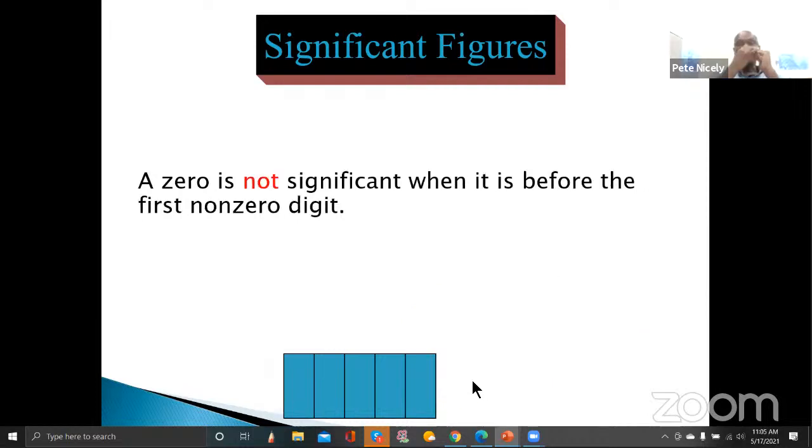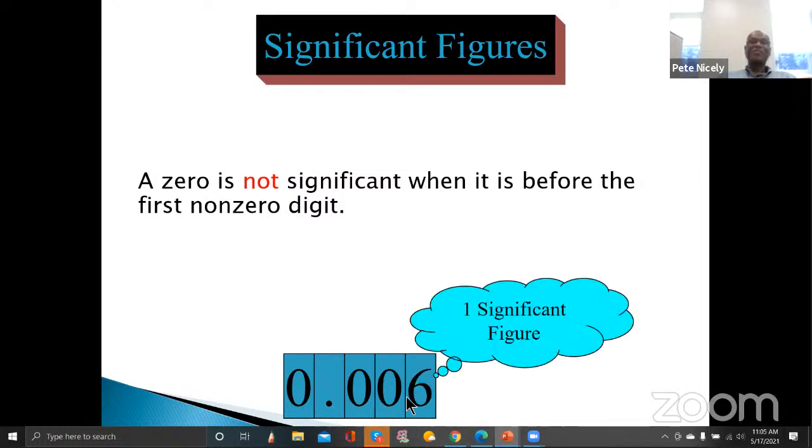Okay, now what we're going to look at is where there are zeros before the first non-zero digit. In this case, those zeros will not be significant. Here's the first example. You'll notice that there are 3 zeros before the first non-zero digit. So that means that these zeros are not significant. Therefore, there's only 1 significant digit here, which is a 6, all right?